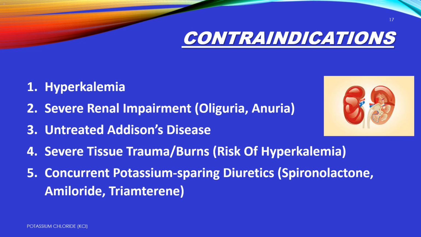3. Untreated Addison's disease. Patients with untreated adrenal insufficiency, Addison's disease, may have impaired potassium regulation, making them susceptible to hyperkalemia. 4. Severe tissue trauma, burns. Risk of hyperkalemia. Severe injury or burns can lead to the release of potassium from damaged cells, increasing the risk of hyperkalemia. 5. Concurrent potassium-sparing diuretics, spironolactone, amiloride, triamterene. Using potassium chloride with potassium-sparing diuretics can increase the risk of hyperkalemia, as these medications reduce potassium excretion in the urine.